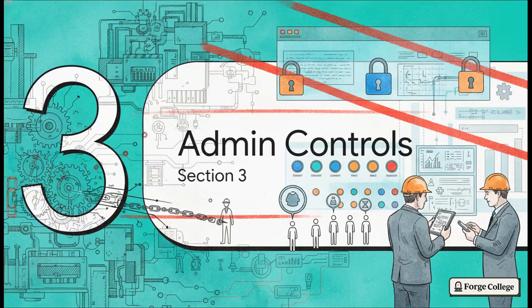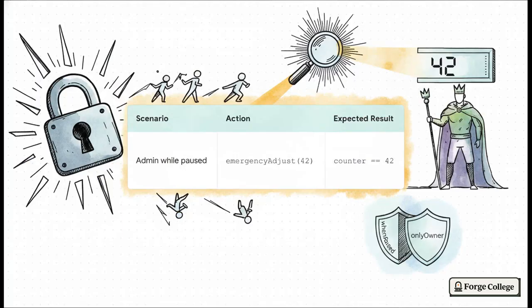Next up, Section 3, admin controls while paused. Because, look, an emergency stop isn't just about freezing time, right? It's about giving yourself the actual breathing room to fix the problem. The assembly line is stopped. Regular users are safely blocked. Now the managers need to step in, run some diagnostics, and make tweaks.